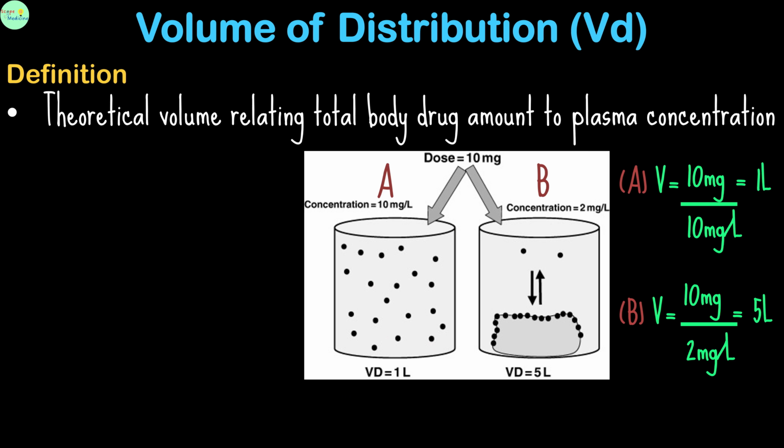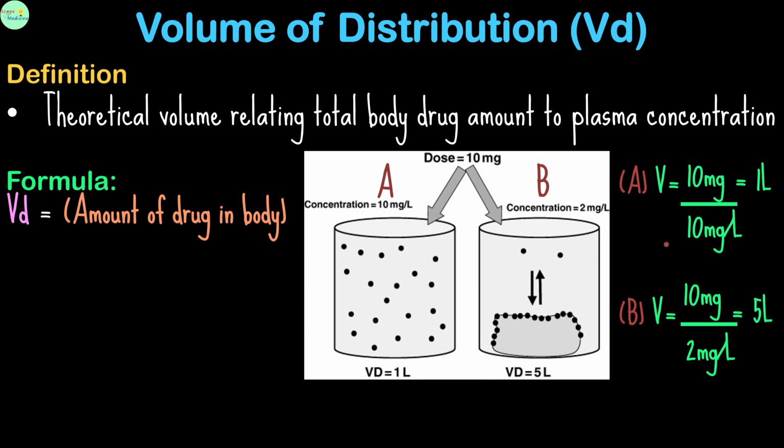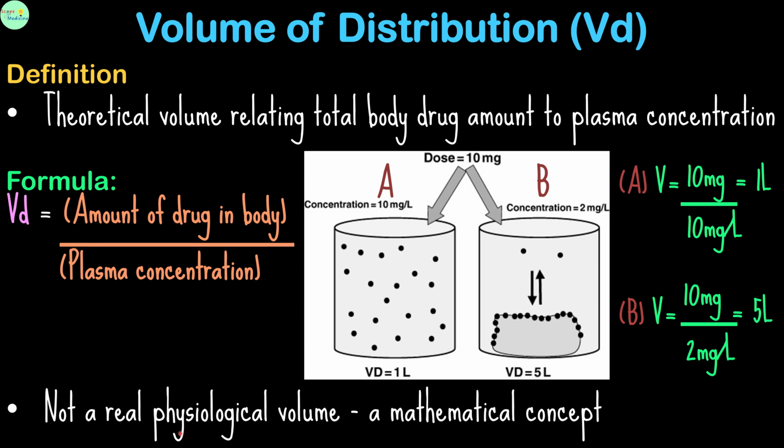We begin with a fundamental pharmacokinetic parameter, the apparent volume of distribution. The apparent volume of distribution, abbreviated VD, is a theoretical volume. It is the proportionality constant that relates the total amount of drug present in the body to the measured concentration of that drug in the plasma. The formula is volume of distribution equals the amount of drug in the body divided by the plasma drug concentration. It is crucial to understand this is not a real physiological volume but a mathematical concept.